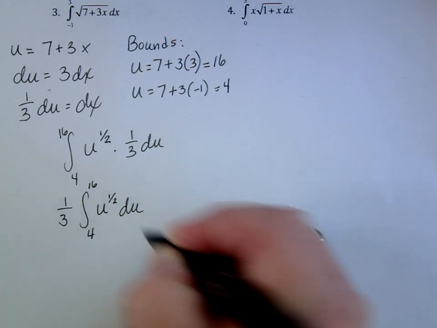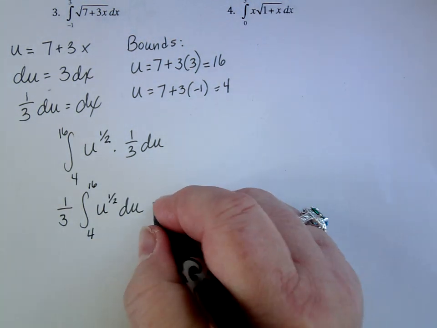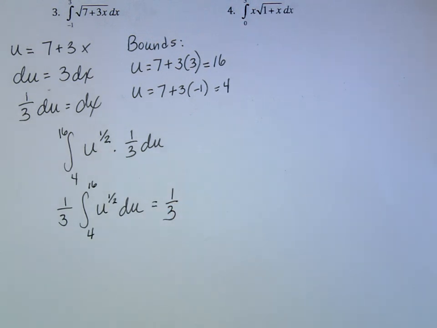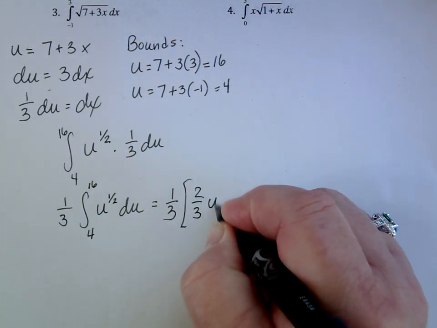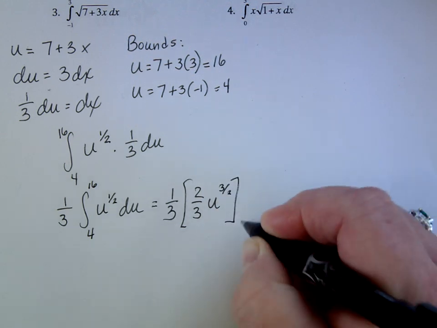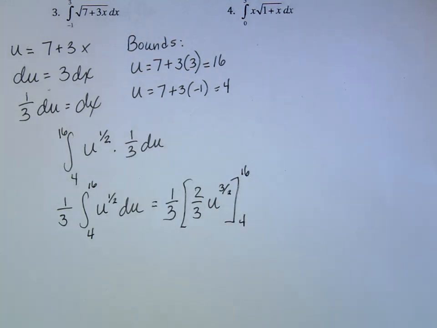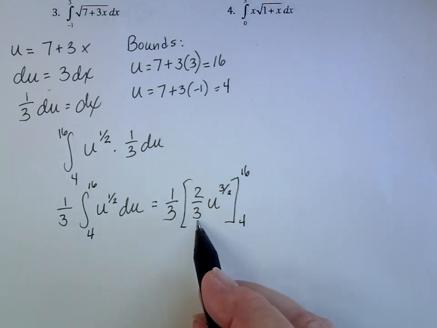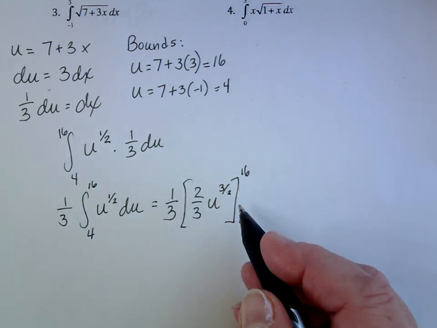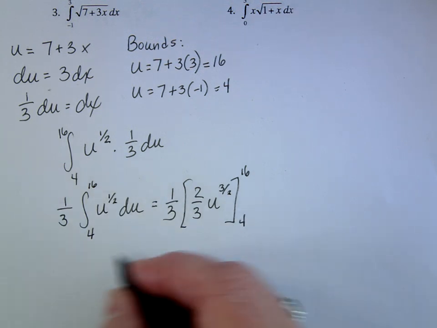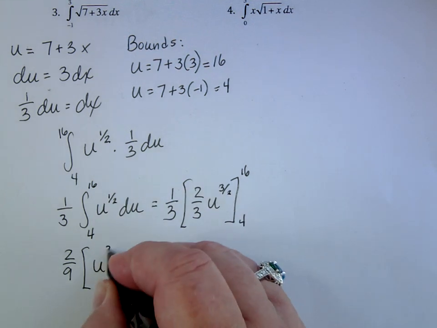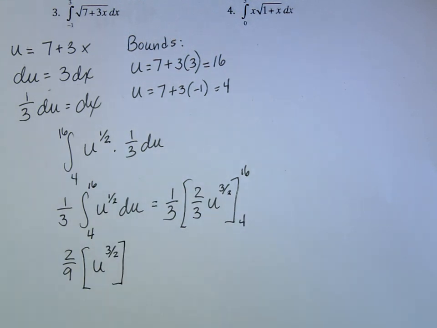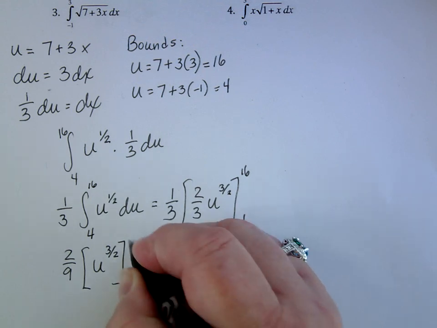So when I add a power on, keep the 1/3. If I add a power on, now I'm at u to the 3/2 and divide by 3/2, it's going to turn into 2/3 u to the 3/2. We've seen that kind of stuff before, going between 4 and 16. So I can multiply these together before I even start my f of b minus f of a, and if I multiply them together, now I've got 2/9 u to the 3/2 that I am going to evaluate between 4 and 16.